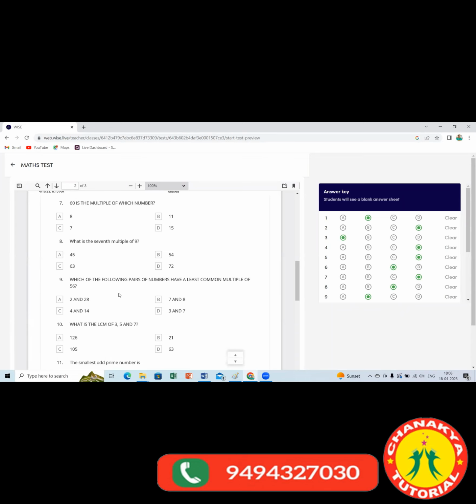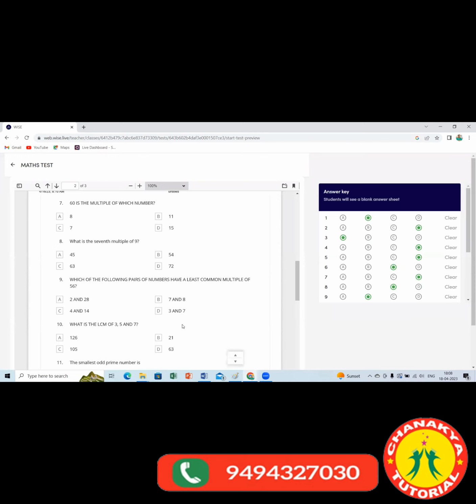Now, what is question number 9? You see, 7 and 8 are consecutive numbers, yes or no, beta? Yes, ma'am, 7 and 8 are side by side numbers. So what is the LCM? Product. 7 8s are 56. So 56 is the LCM. Directly we can get the LCM here. Like that you can check.